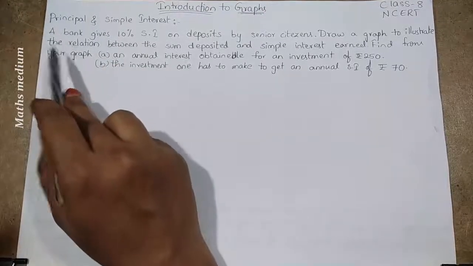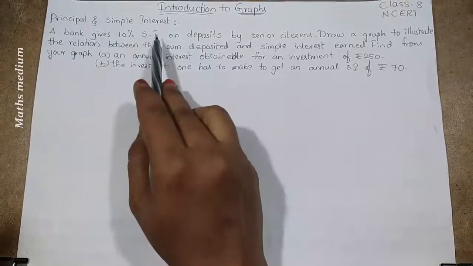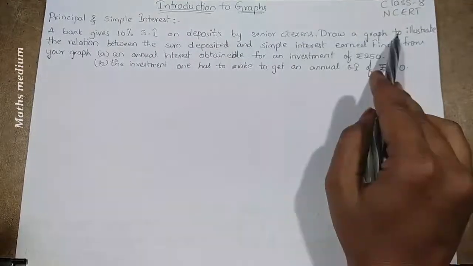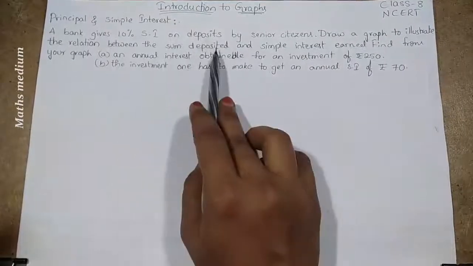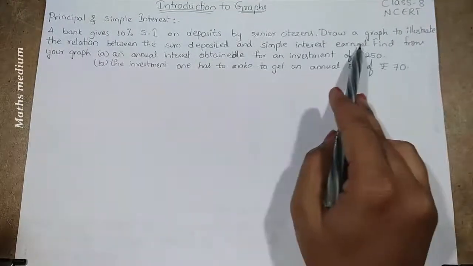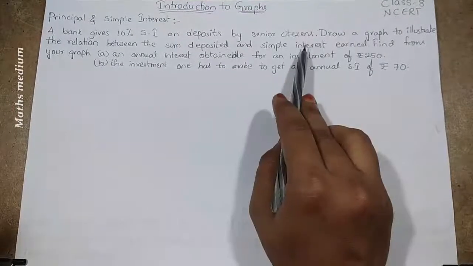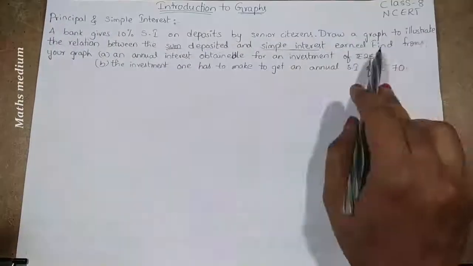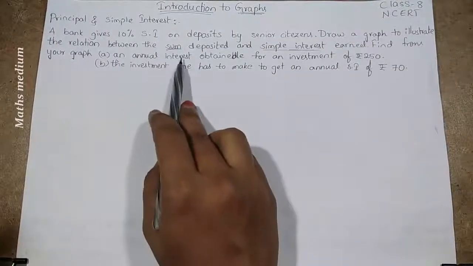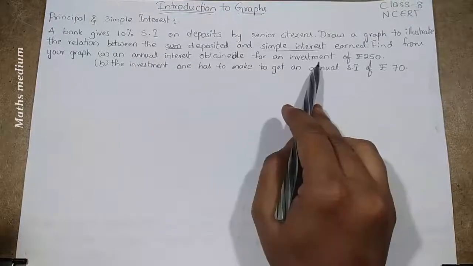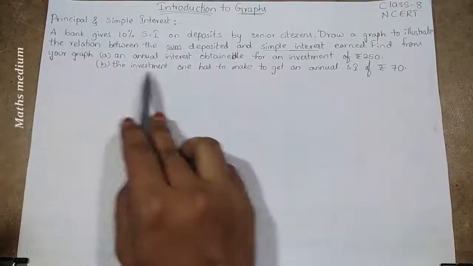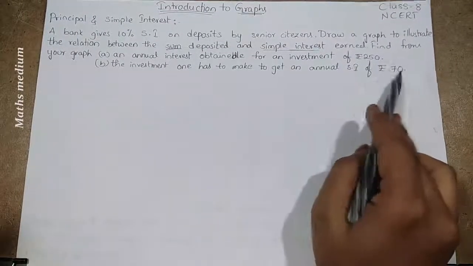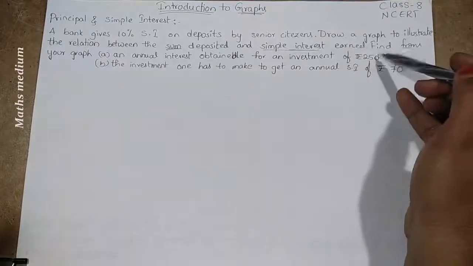So here I took a problem. A bank gives 10% SI, it means simple interest, on deposits by senior citizens. Draw a graph to illustrate the relation between the sum deposited and simple interest earned. So here sum deposited and simple interest, we have to draw between these two. Find from your graph the annual interest obtained for an investment of 250 rupees, and the investment one has to make to get an annual simple interest of 70 rupees. So we have to find these two from that graph.